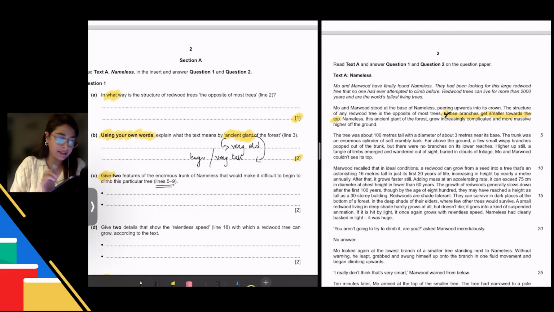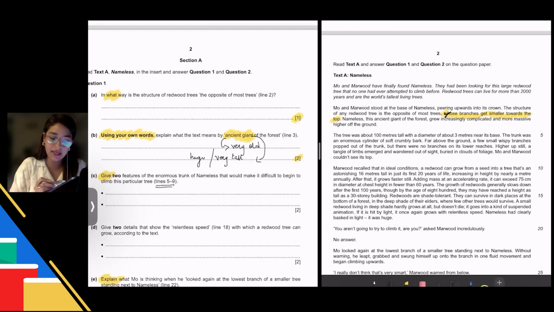If you read the lines, it says the tree was about 100 meters tall with a diameter of 3 meters near its base. The trunk was an enormous cylinder of soft, crumbly bark. Far above the ground, a few small, wispy branches popped out of the trunk, but there were no branches on its lower reaches. Higher up still, a tangle of limbs emerged and wandered out of sight, buried in clouds of foliage. Mo and Marwood couldn't see its top.